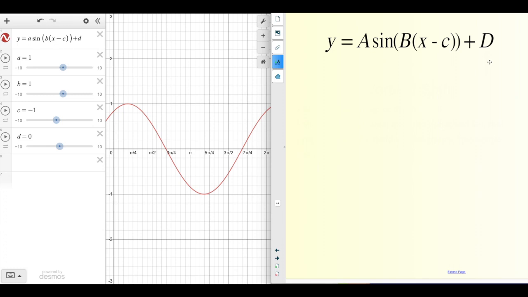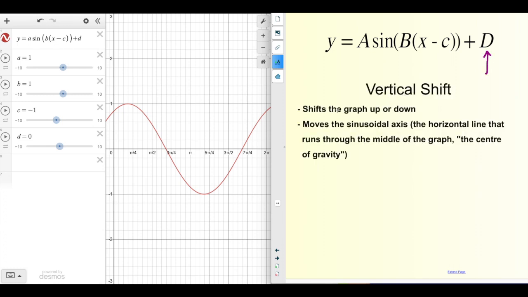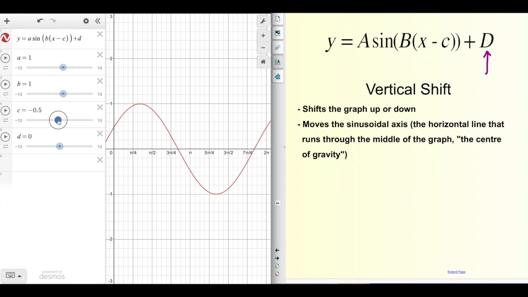And the last one, it's going to be a vertical shift. I move it up and down. Let me move that back to 0 here. I move the graph up and down like so. When D is positive, it goes up. When D is negative, it goes down.